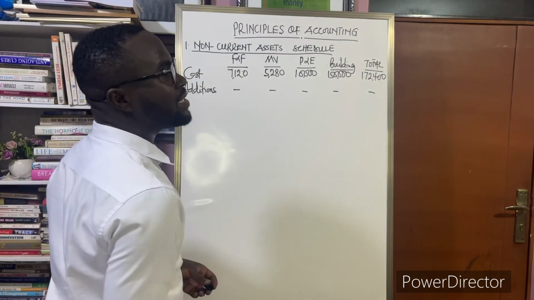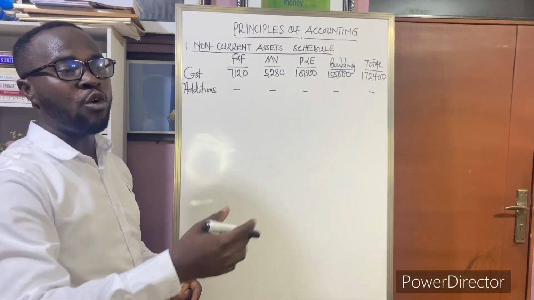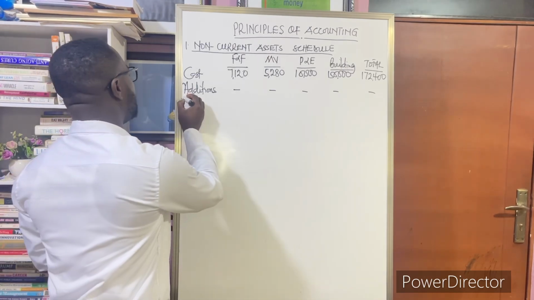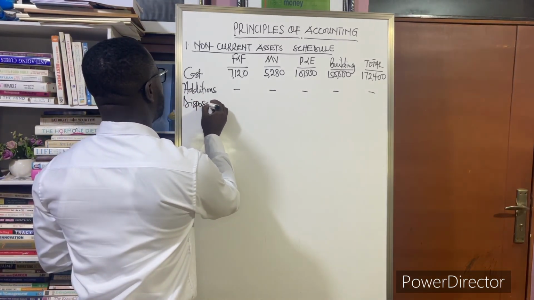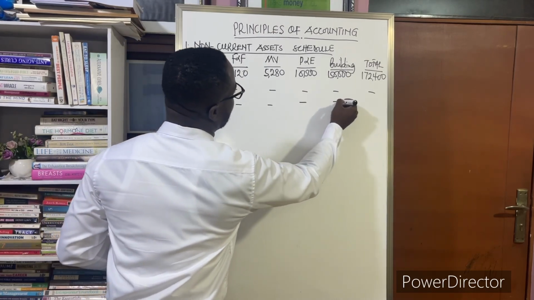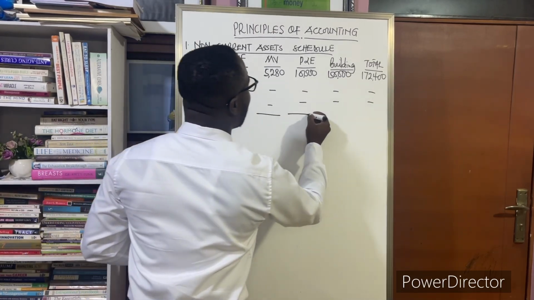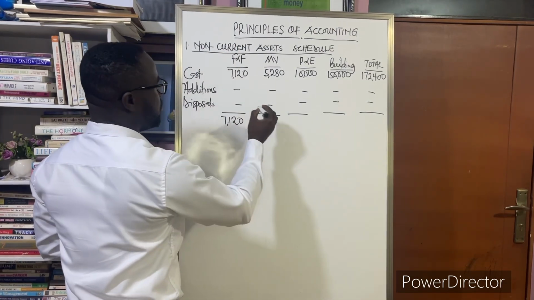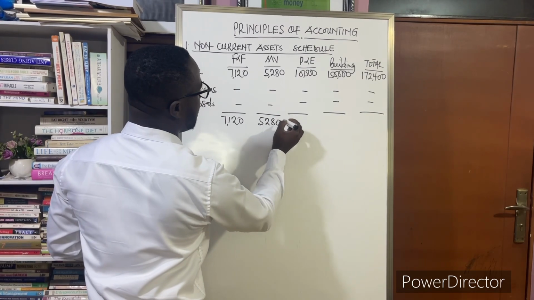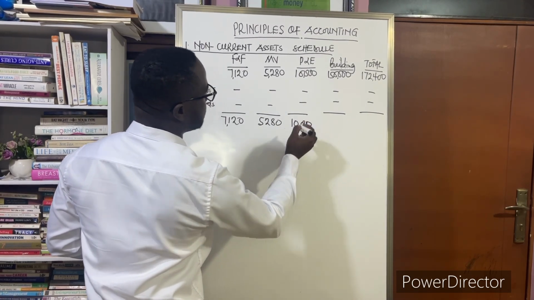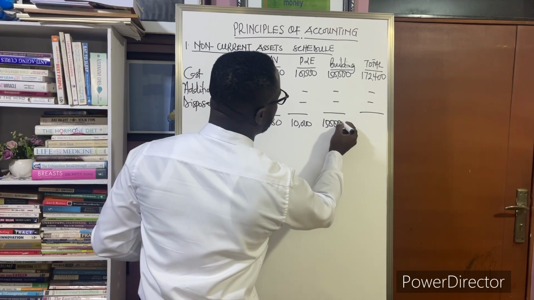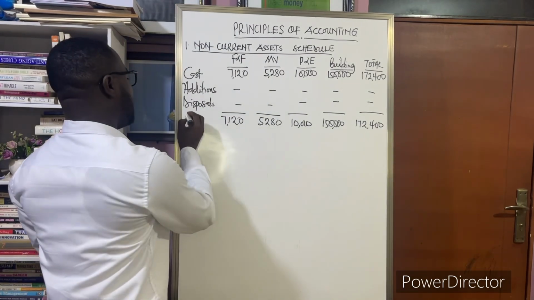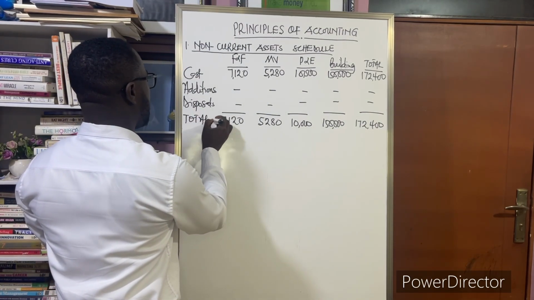Then the next question that should come to your mind is, did we dispose of or sell any of these assets within the year? With respect to the additional information, we didn't sell. So disposal will still be blank. So we can establish that the total cost for the respective assets we have, F&F will still be 7,120, motor vehicle will still be 5,280, plant and equipment will be 10,000, and building 150,000. So we will still have 172,400. This is the total cost.